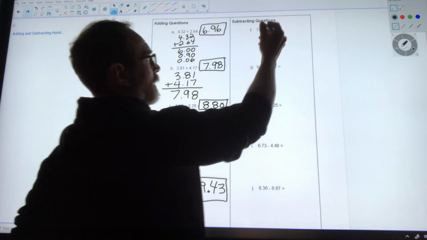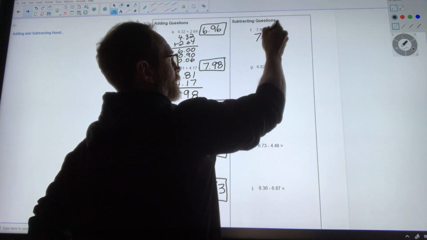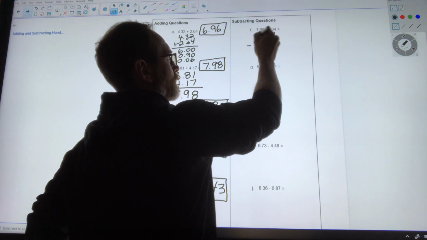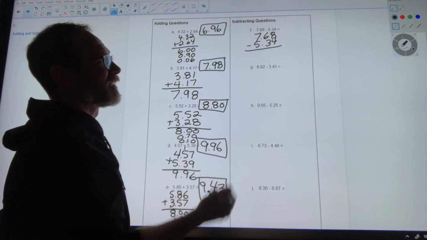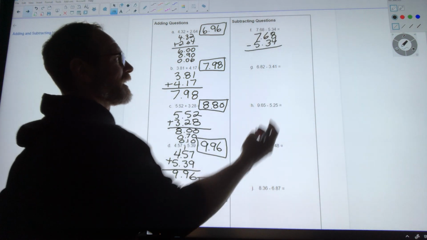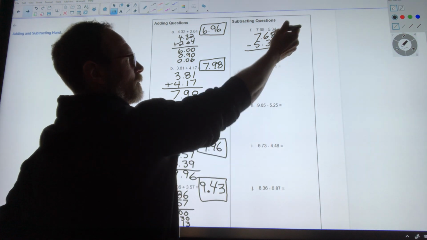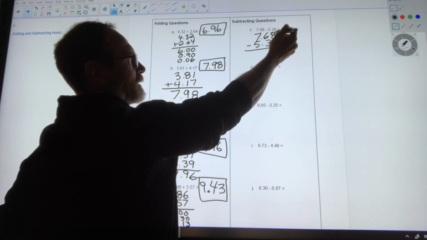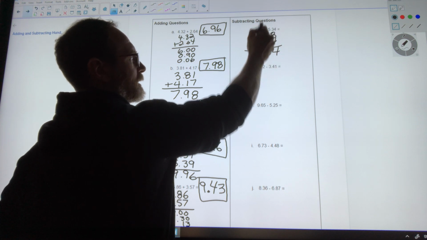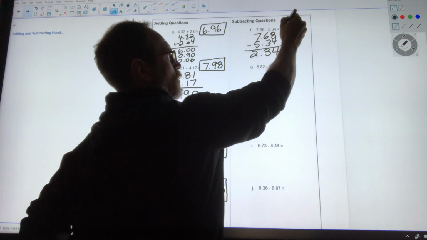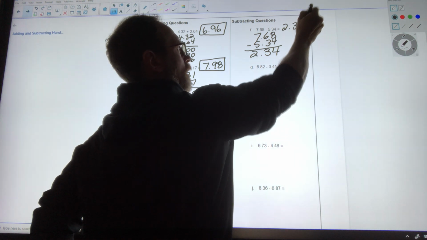For subtracting, I'm going to do 7.68 minus 5.34. I don't think there's any borrowing to do, so it really doesn't matter where I start. I'm going to do, starting at the hundredths place, 8 minus 4 is 4, 6 minus 3 is 3, and 7 minus 5 is 2, so my answer is 2.34.